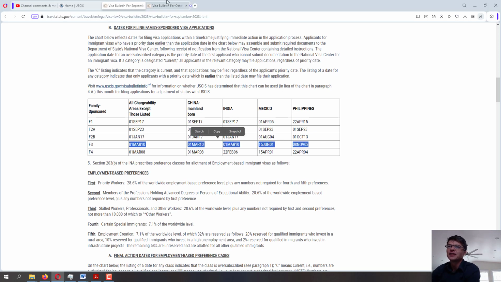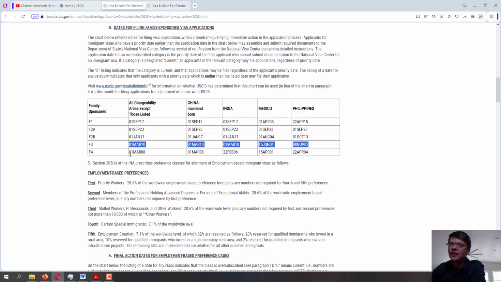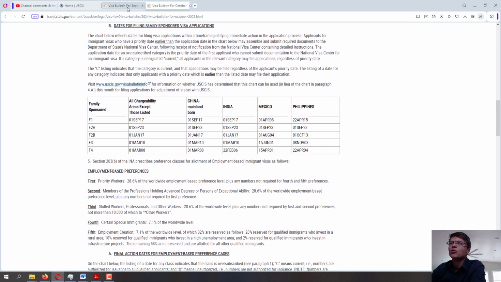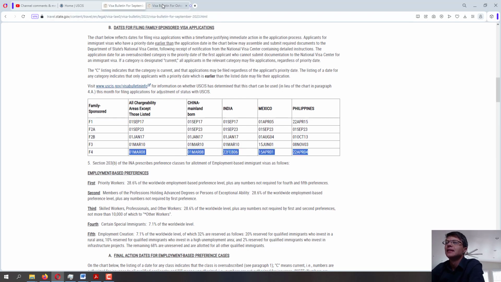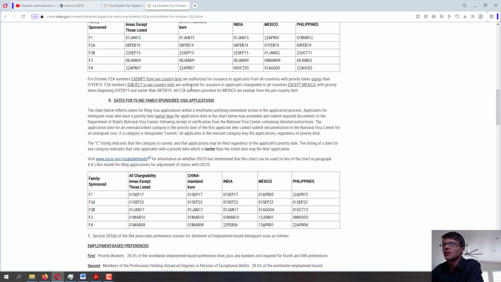And let's see if there's anything for F3. Same thing, doesn't look like there is any movement for F3 whatsoever. And then F4, it doesn't seem like there is any movement for F4 either. Yeah, no movement at all for F4. So it looks like the graph B did not move at all in the October 2023 visa bulletin.